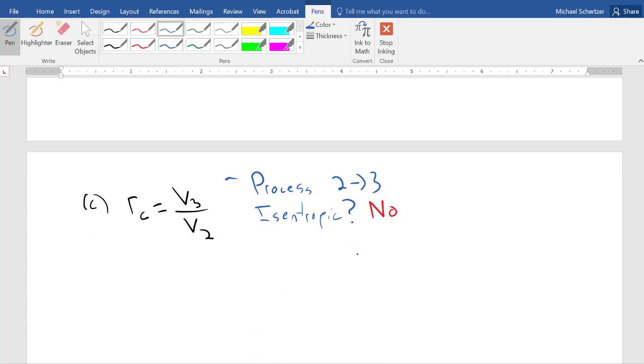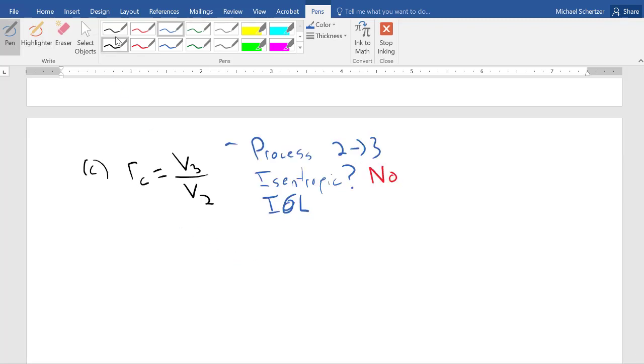So instead, what I'm left with going between states 2 and 3 will be the ideal gas law. Now, if you remember the ideal gas law in our class, we'll be talking about pounds or kilograms of mass. So we say that pressure times volume is equal to m times the specific gas constant times T.